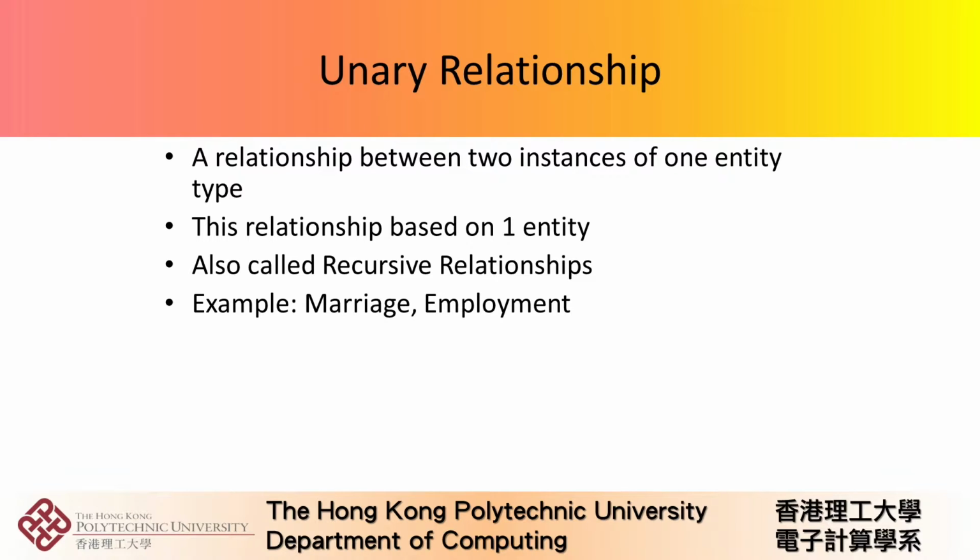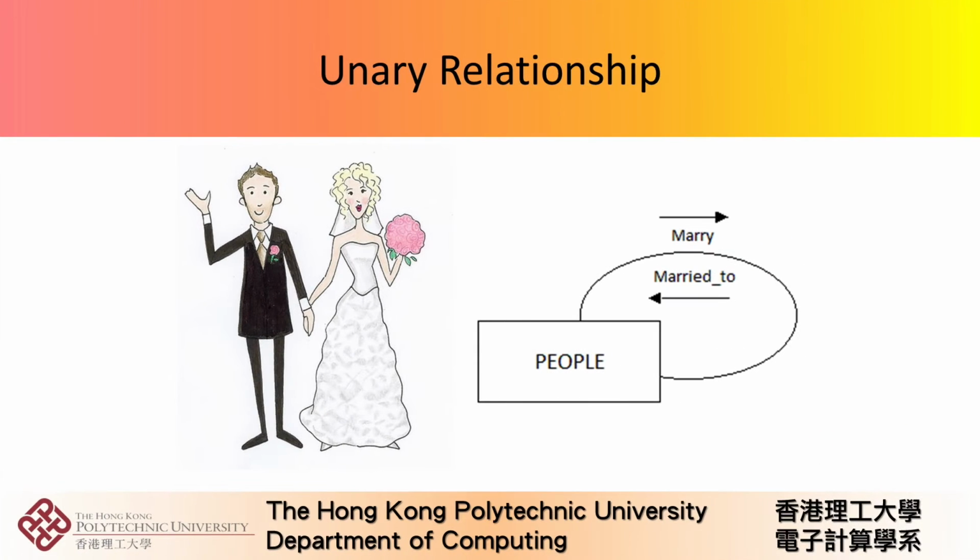A unary relationship is a relationship between two instances of one entity type. This relationship is based on one entity. It's also called a recursive relationship. We will take marriage and employment as examples to illustrate what a unary relationship is. Take marriage as an example.